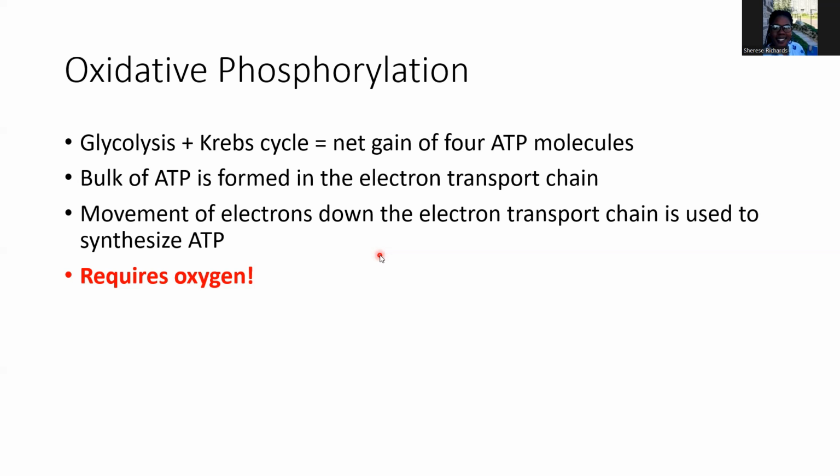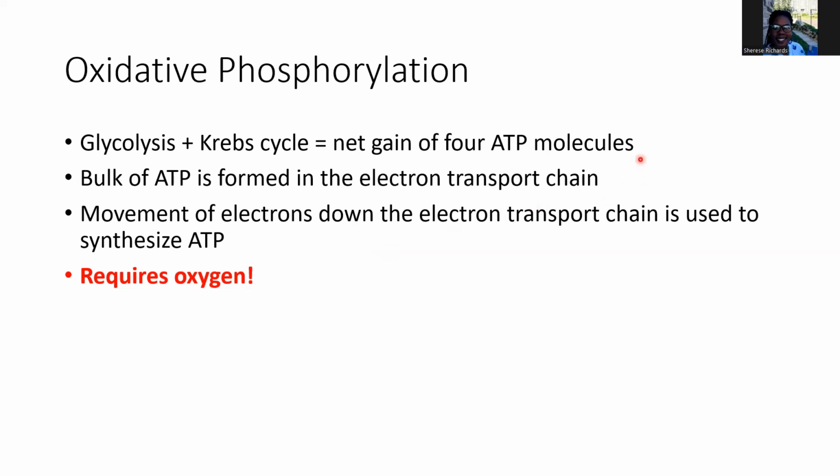It was easy, it was pretty fast, and it's happening out in the cytosol, so to speak, but it's not a lot of ATP. It's not enough to sustain our cells and all the work that our cells have to do. So this is where oxidative phosphorylation comes into play. It's a way for us to make a lot more ATP. This is where the bulk of ATP is made. It's called the electron transport chain.